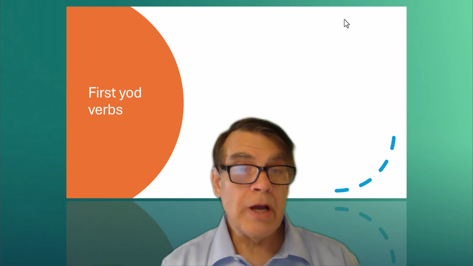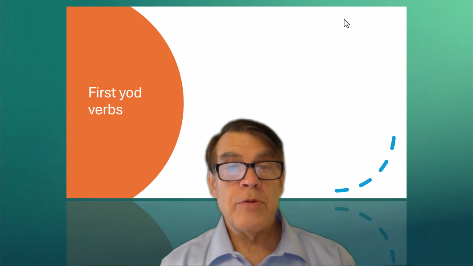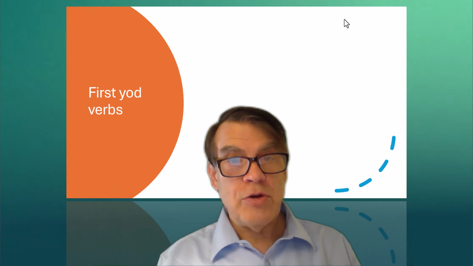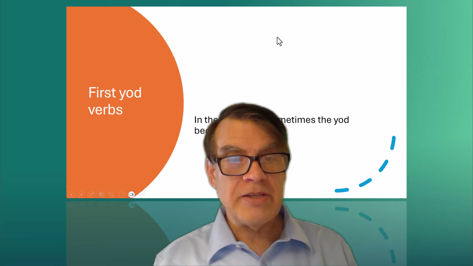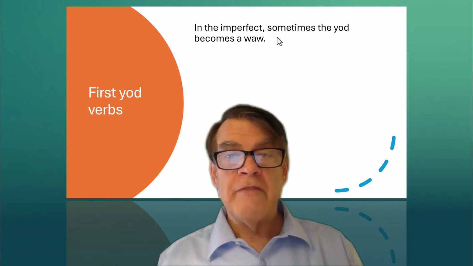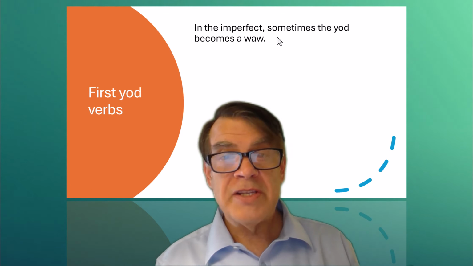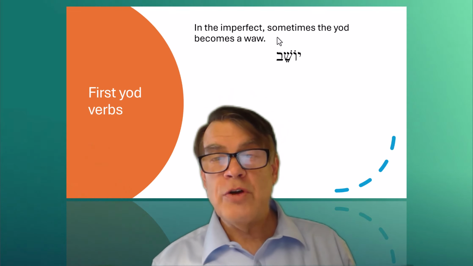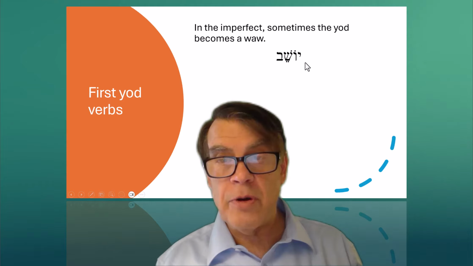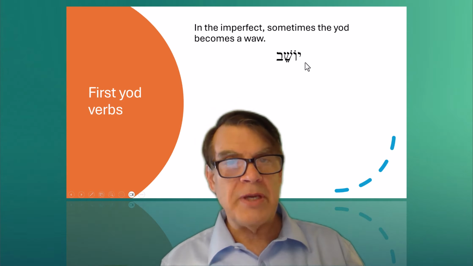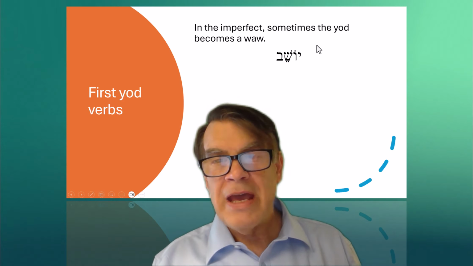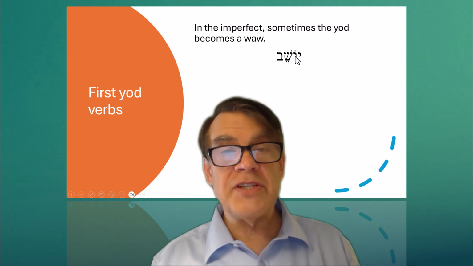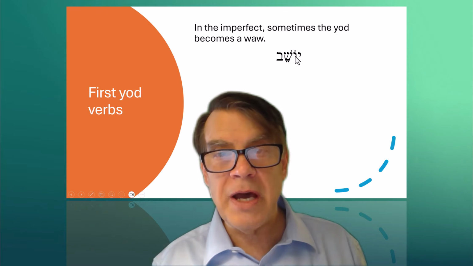Now getting a little more complicated, verbs that begin with a yod sometimes do some crazy things. And so, for example, here's a couple of the crazy things that verbs that begin with yod do. For example, in the imperfect, sometimes the yod becomes a vav. Wow, who knew they would do that? So, for example, this is from a verb, yashav, I think it means to sit or to dwell. And the yod tells you it's an imperfect third masculine singular, but all of a sudden, the yod has become a vav.